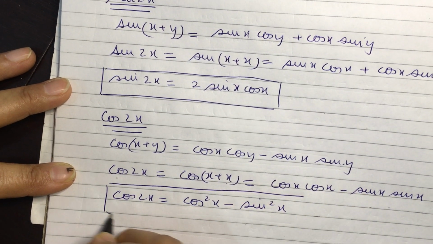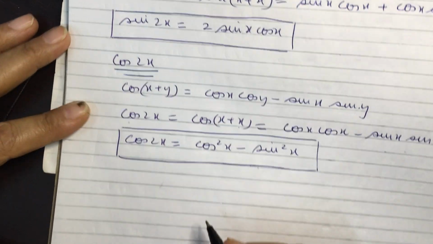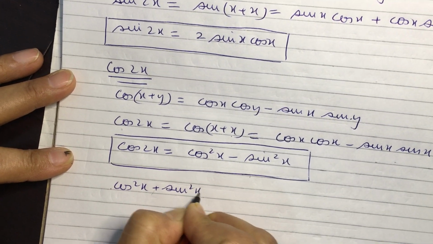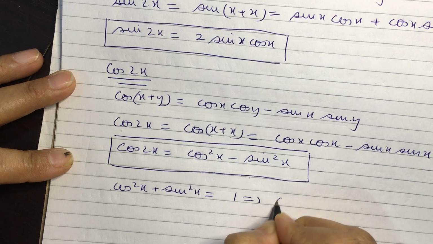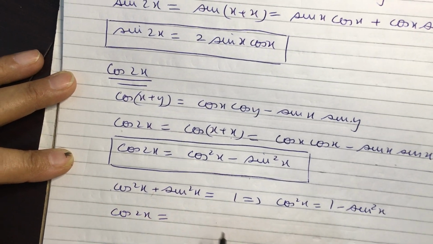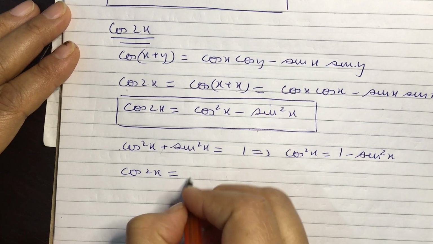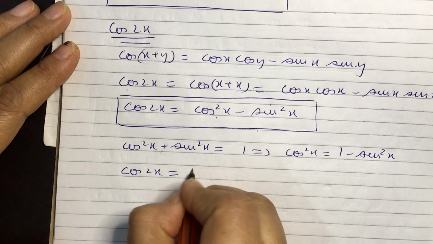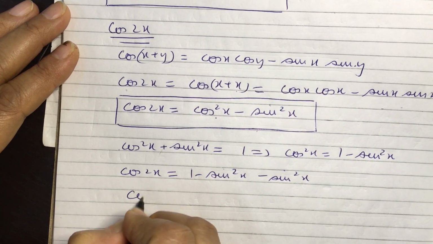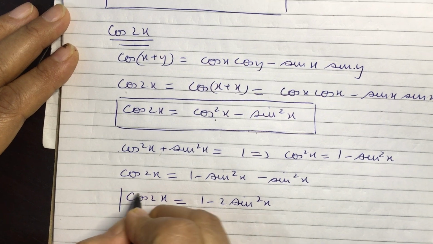This is another result. Now there are two more forms of cos 2x. We know that cos squared x plus sin squared x is 1, which gives us cos squared x can be written as 1 minus sin squared x. So cos 2x becomes equal to, in place of cos squared x we will write 1 minus sin squared x, and this sin squared x gets carried down as it is, and so we have another form of cos 2x as 1 minus 2 sin squared x.